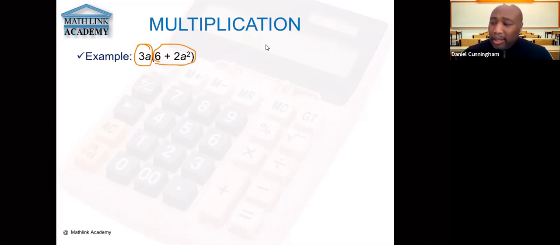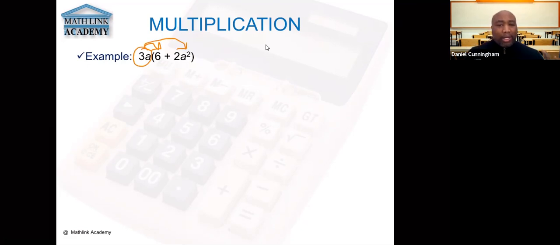Notice what I said. This is expression 1, this is expression 2, but in expression 2, you have 2 terms, 6 and 2a squared. So let's do this. It's a little different than what we did before. So how do we do this? We're going to use something called, again, the distributive property. This 3a, I'm going to write it so you can see it, is multiplied to the 6, and I know you see that because it's right next to it, but it's also multiplied, that 3a, to the 2a squared.